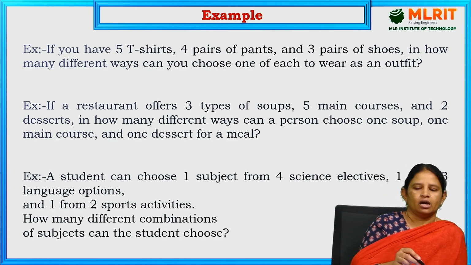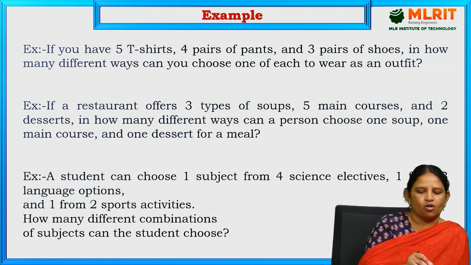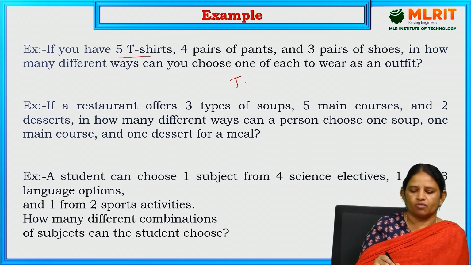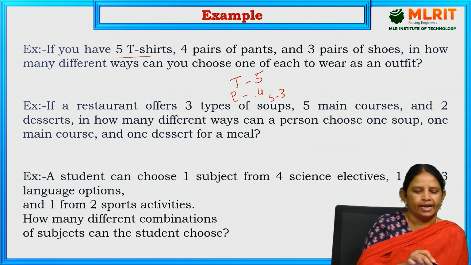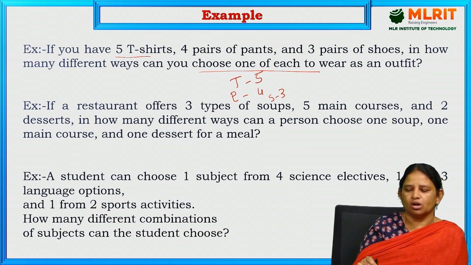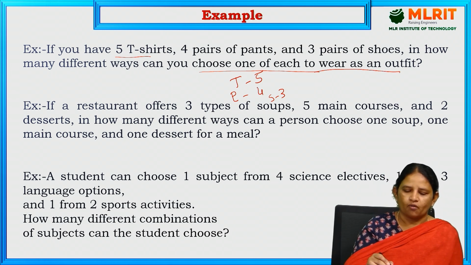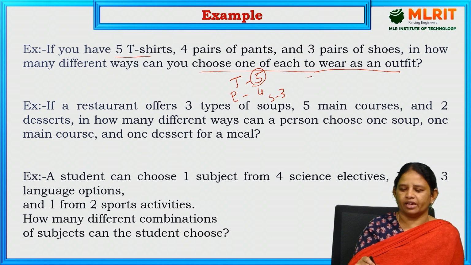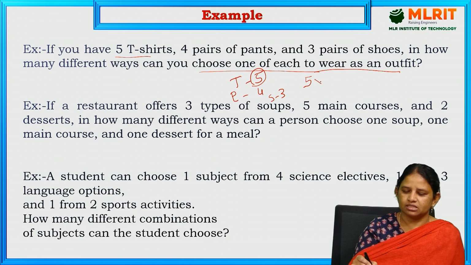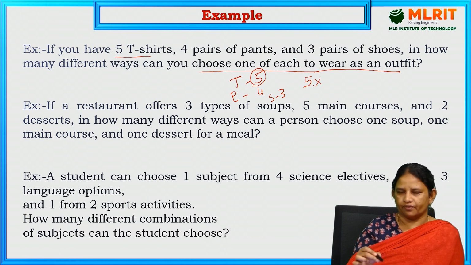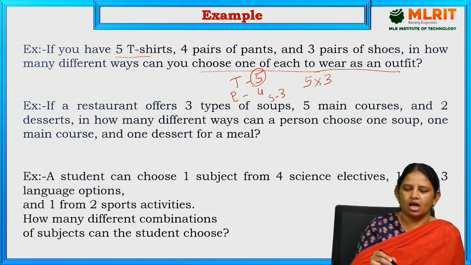Next, consider 2 more examples. If you have 5 t-shirts, and 4 pairs of pants and 3 pairs of shoes, in how many different ways can you choose one of each to wear as an outfit? So 5 t-shirts you can wear in 5 ways. Then 3 pairs of shoes can be worn in 3 ways, and 4 pairs of pants can be worn in 4 ways.